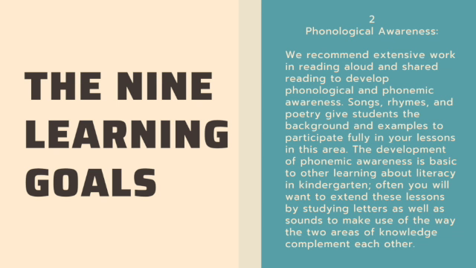We recommend extensive work in reading aloud and shared reading to develop phonological and phonemic awareness. Songs, rhymes, and poetry give students the background and examples to participate fully in your lessons in this area. The development of phonemic awareness is basic to learning about literacy at a kindergarten level. Often, you will want to extend these lessons by studying letters as well as sounds to make use of the way the 2 areas of knowledge complement each other.